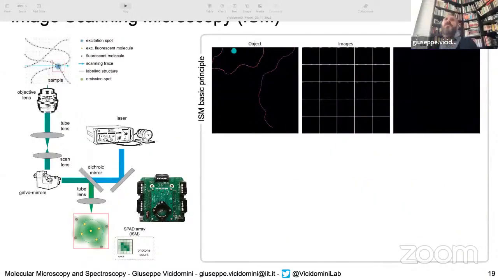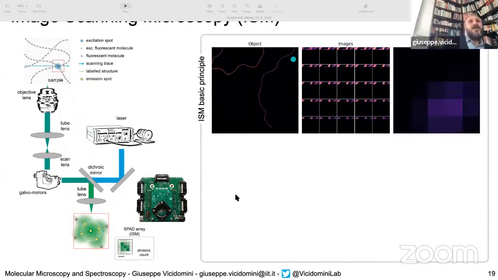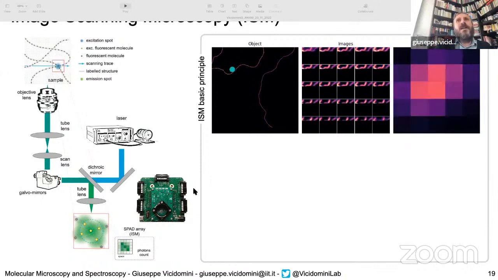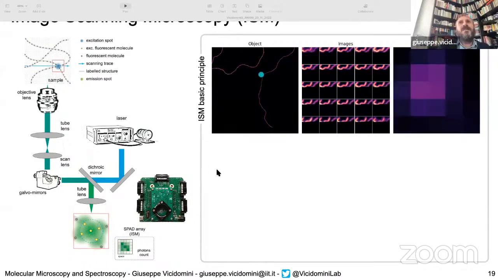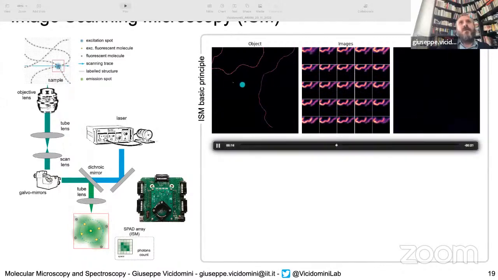So now that we have introduced this SPAD array into the microscope, we no longer have a conventional image. As I told you before, for each probed region of my sample during the scanning, I collect what is called a microimage, as you can see here on the right.